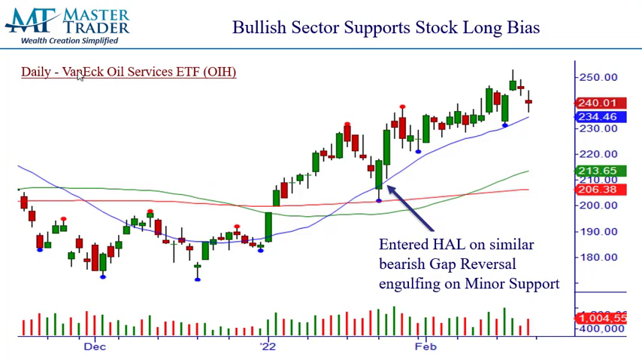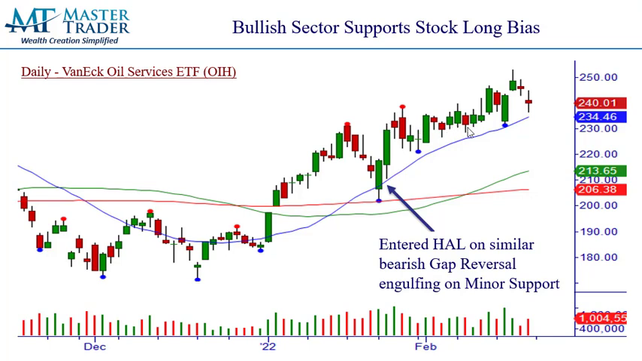So the oil services ETF, which Halliburton is part of, had the same similar gap reversal. But this one was actually a little weaker, and that's what we do when we call it drilling down. This is still a bullish sector, as you can see. So what we did on this day was we also looked at all the components of the OIH, trying to find the best of the sector. That's where we found Halliburton. So this supported the bullish trade. This is also bullish price action, but our Halliburton was better.